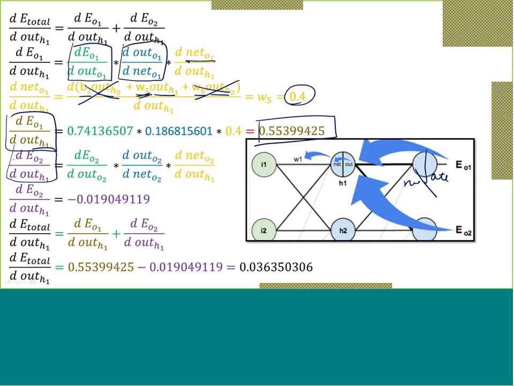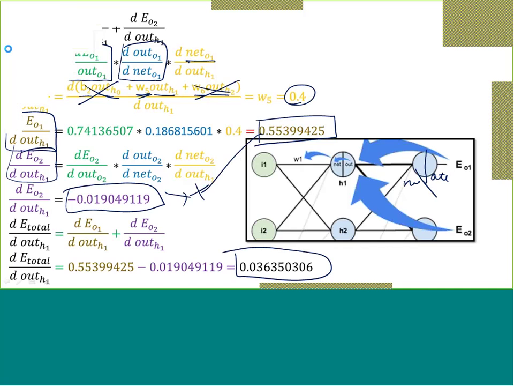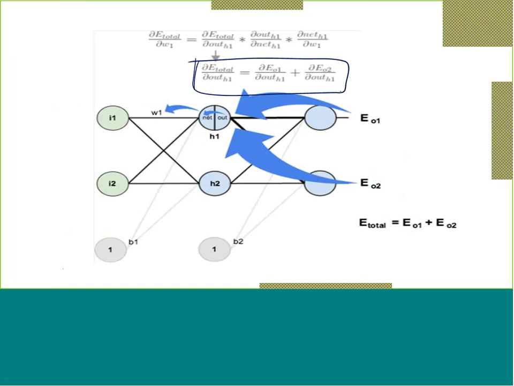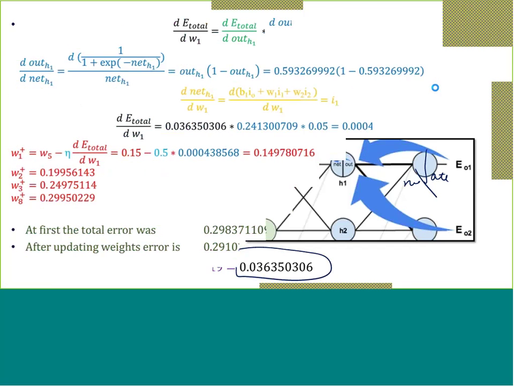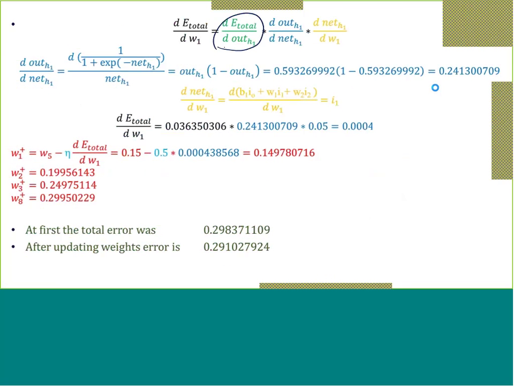Similarly, when you calculate EO2, you get this. You have to add these two terms, and you get this. So you calculated dE total by out H1. You calculated this term only. Now you have to calculate this term, then you have to multiply them. So you have calculated this term, and now you are calculating this term.